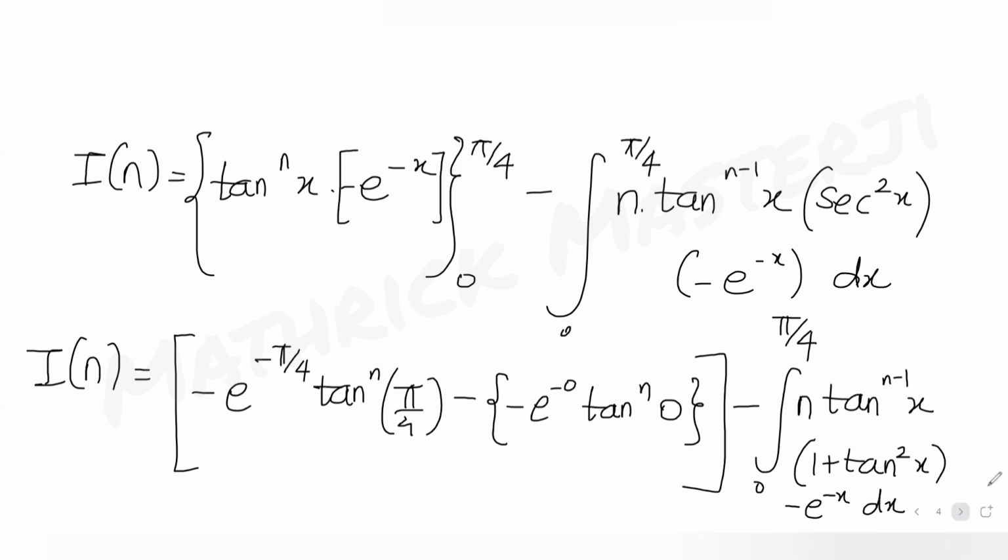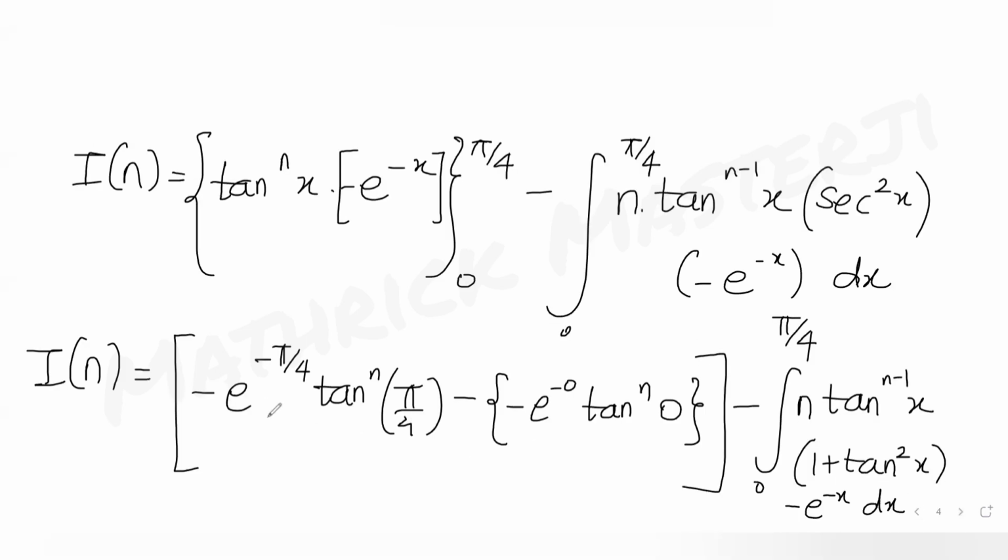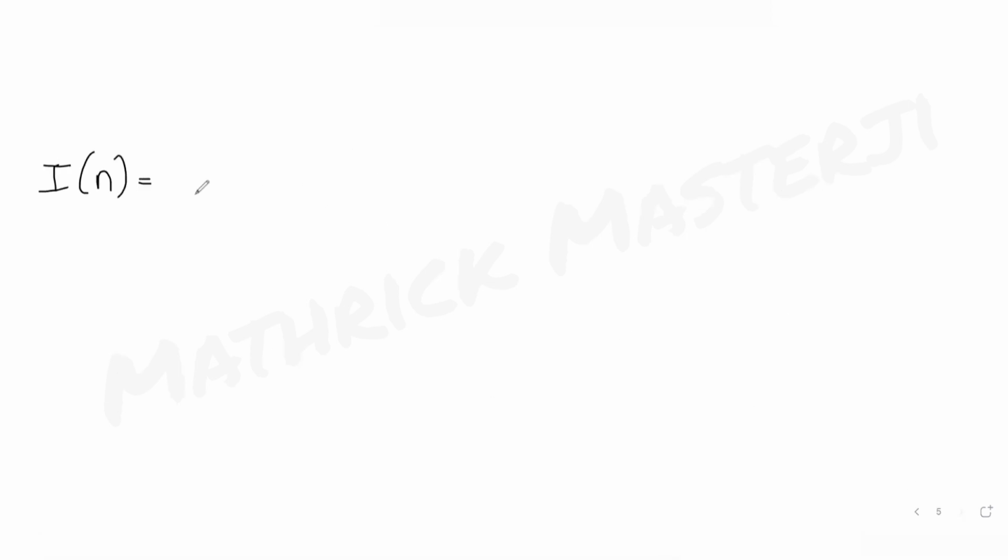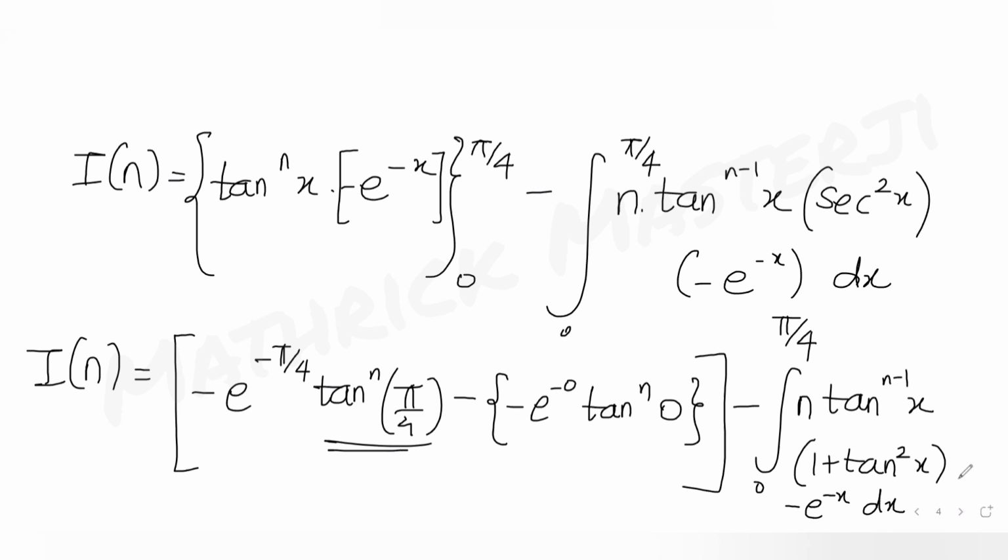Now further, if I solve for I_n, I get that I_n is equal to minus e raised to minus pi by 4, and this tan of pi by 4 is always 1, so 1 raised to n is 1, so you get minus e raised to minus pi by 4, and this entire thing is 0, so you have it as it is.